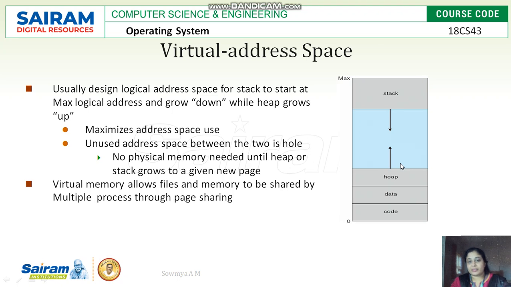No physical memory is needed until the heap or stack grows to a new page. The stack and heap are also segregated into pages, so a page is given for the stack and a page is given for the heap. Until they grow bigger than one page, no extra memory is allocated. If the stack or heap grows bigger than one page, then a new page will be allocated to minimize the free space wastage. Virtual memory allows files and memory to be shared by multiple processes through the page sharing concept.